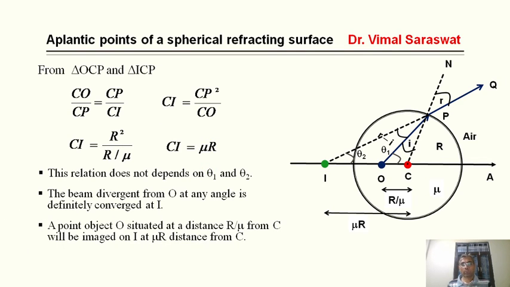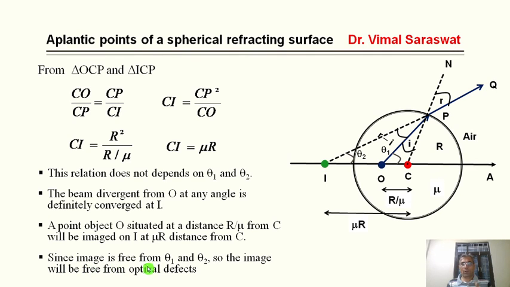A point object O situated at a distance R by mu from C will be imaged at I at mu R distance from C. So if object is at a distance R by mu, then the image will be at a distance mu R from the optical center C.